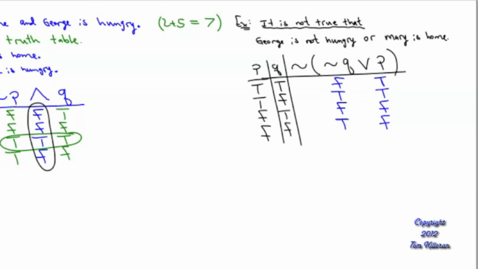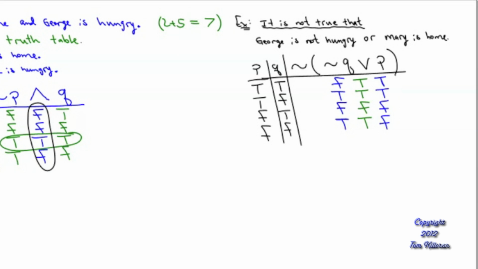is or. What are the key words for or? Only false when both are false. So if you go down the two lists, the only time both are false is the third one. So this one is false. The rest of them must be true, because if you're not false, you must be true. So you get that green answer.